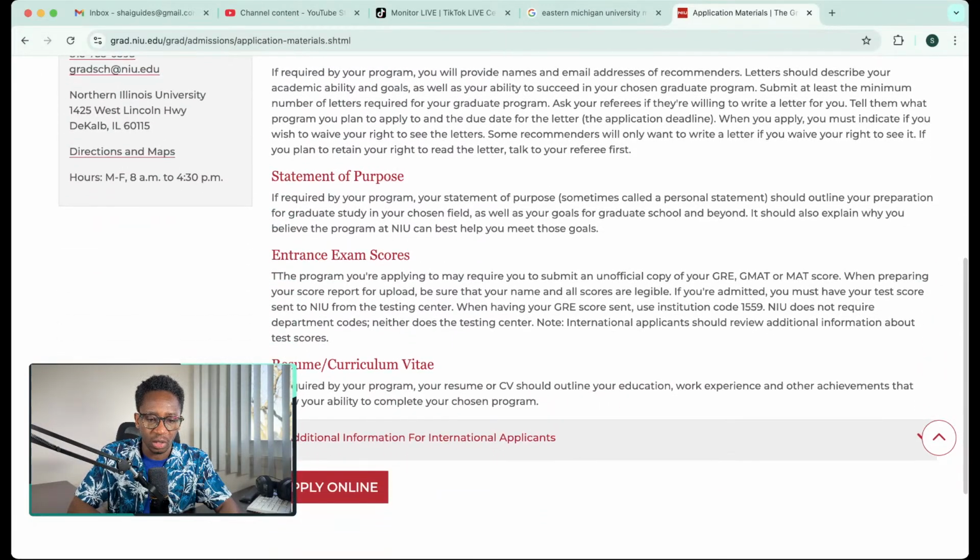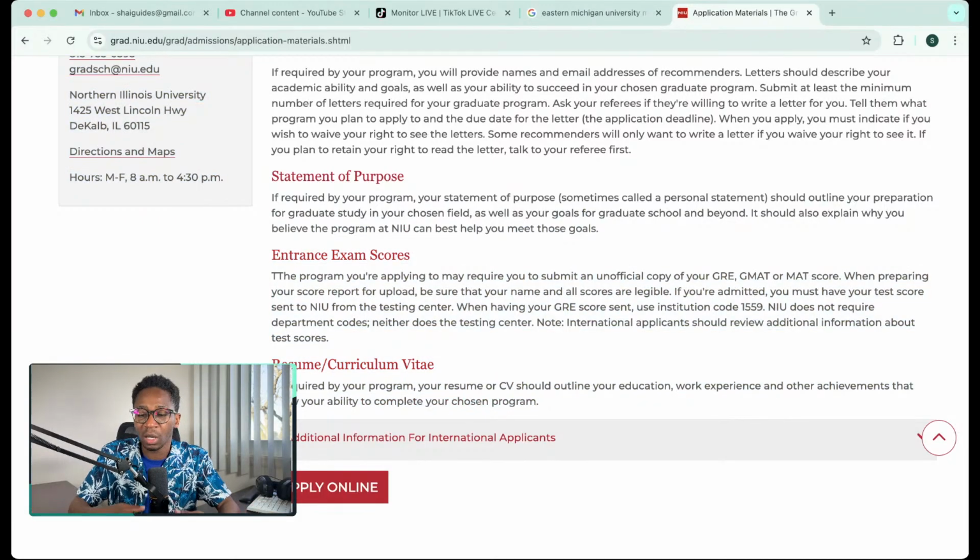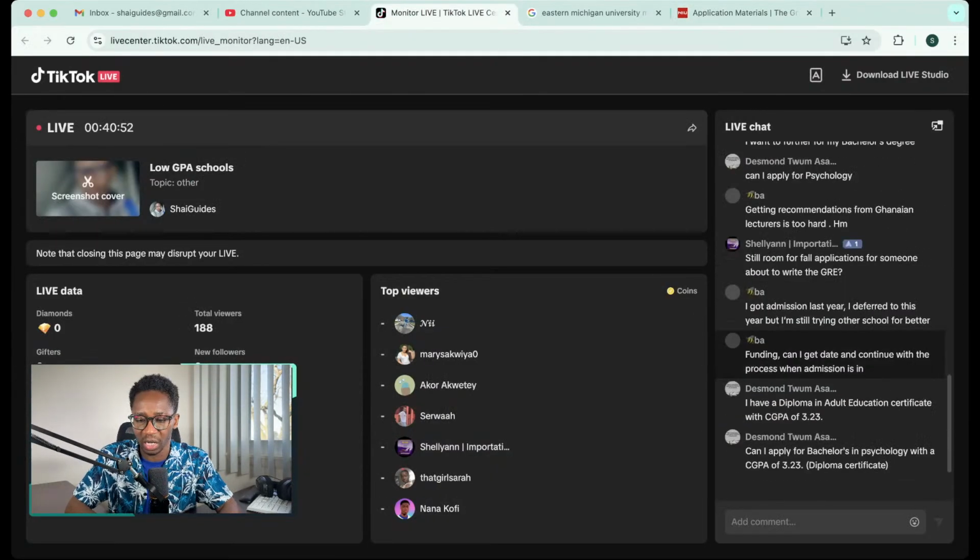So see, just to prove to you, they're saying that if required by your program, your statement of purpose, sometimes called a personal statement, should outline your preparation for graduate study in your chosen field, as well as your goals for graduate school and beyond. It should also explain why you believe the program at NIU can best help you meet those goals. The same thing, right? The school is saying sometimes, so they are just about the same thing. So students should not worry too much about these things. Okay, they are just the same things.